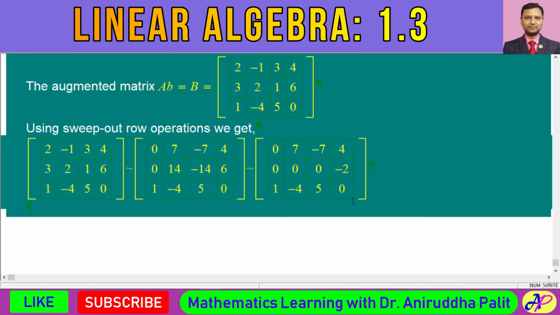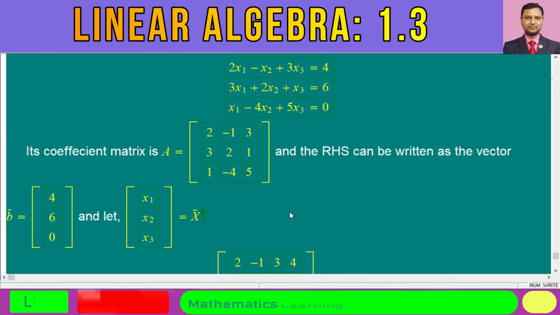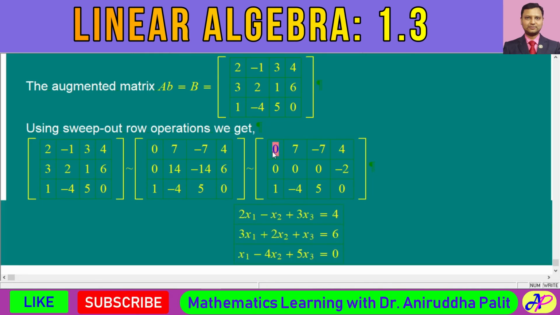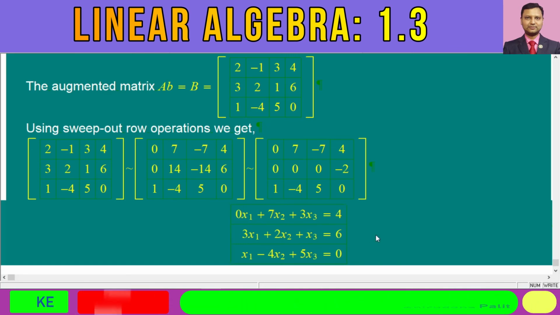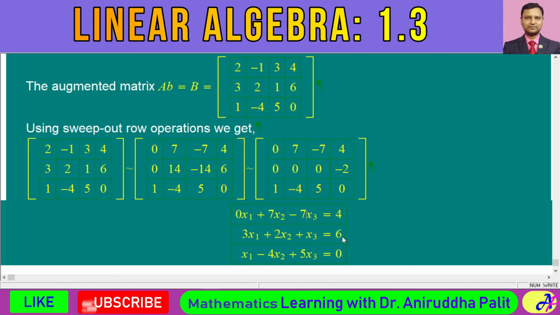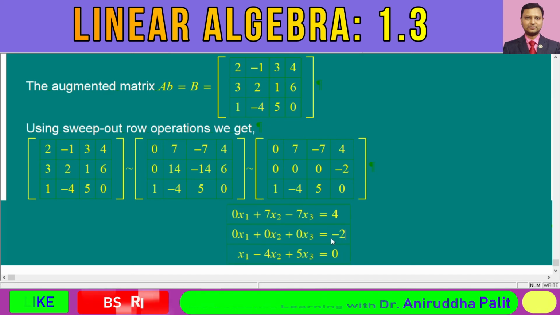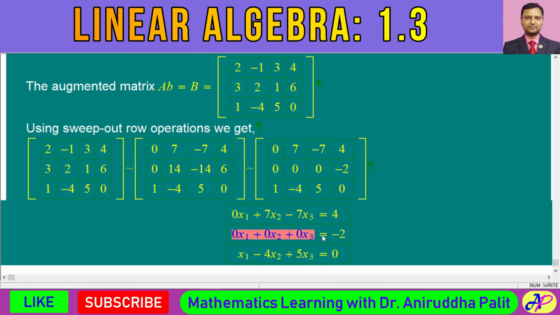And by this kind of manipulation, you see the first row, second row and third row, these 3 rows can be written in this fashion. This first row would be 0 into x1 plus 7 into x2 minus 7 into x3 is equal to 4. Then the second equation would be 0 into x1, then 0 into x2, then 0 into x3 is equal to minus 2, and that is actually an absurd result, because 0 into 0 into 0, all this should be 0, and that should match with this right hand side. So this right hand side should be 0.